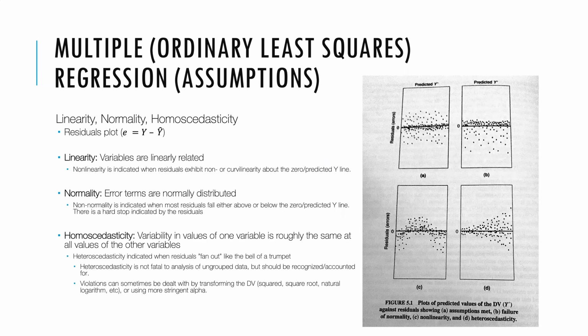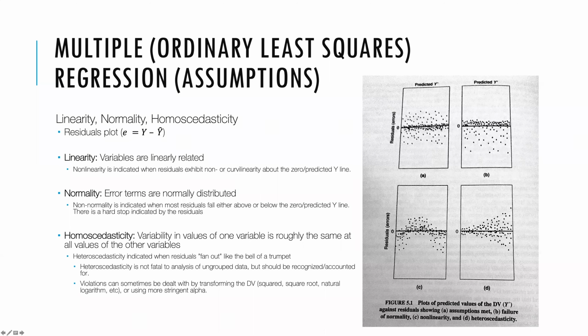Linearity, normality, and homoscedasticity. Here's a picture of the Tabachnick and Fidell book. We can examine these three assumptions with a residuals plot, plotting the y value minus the predicted y value. So this would be the predicted y value across all of the values of x. You'll notice that you're going to have a predicted y value here, and the residuals are going to be the distance between the actual y value and the predicted y value.